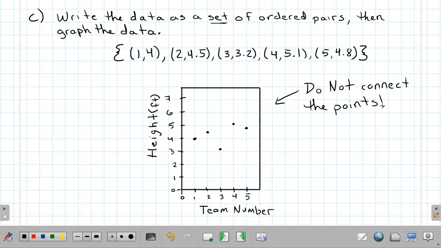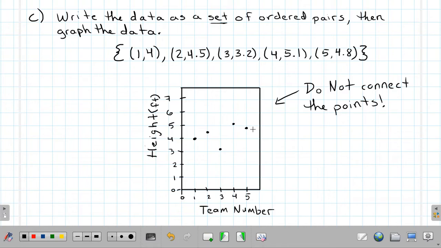Well, why don't we connect the points? Well, if we connected these 2 points right here, so if we draw a line here, that means there's a point in between these 2 points. Well, can we have a team number of 1.5? Well, no, we can't have a team number of 1.5. Because there's a countable number of teams. So there's 1, 2, 3, 4, 5 teams.